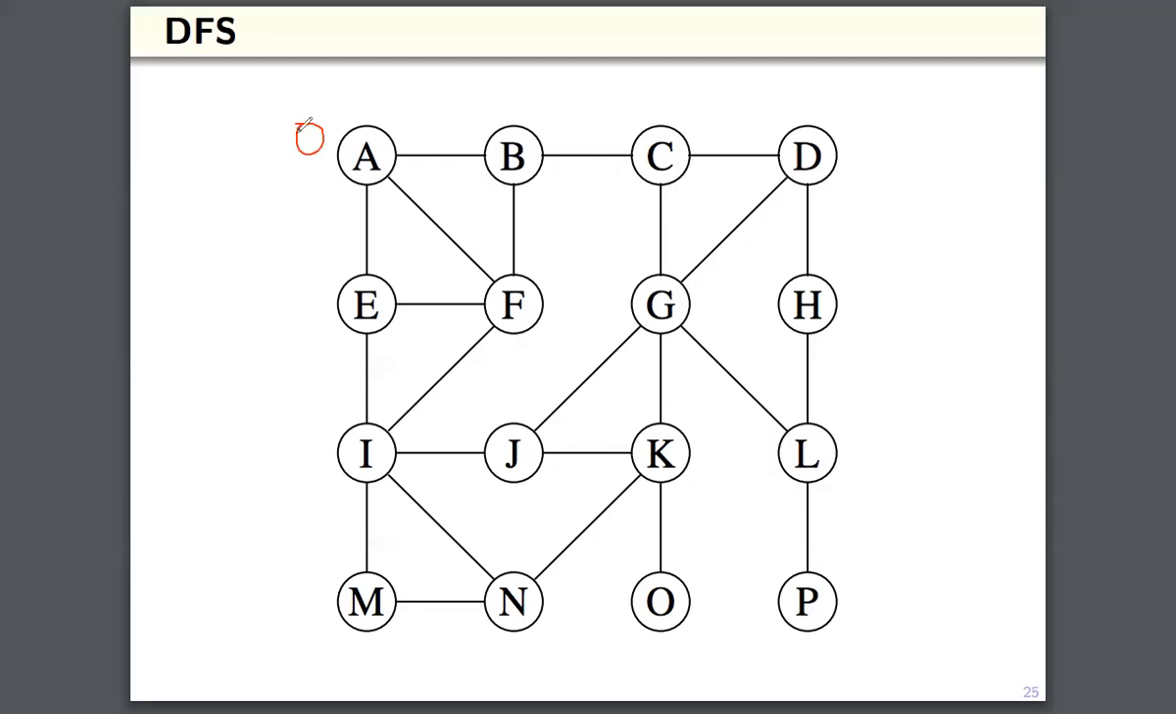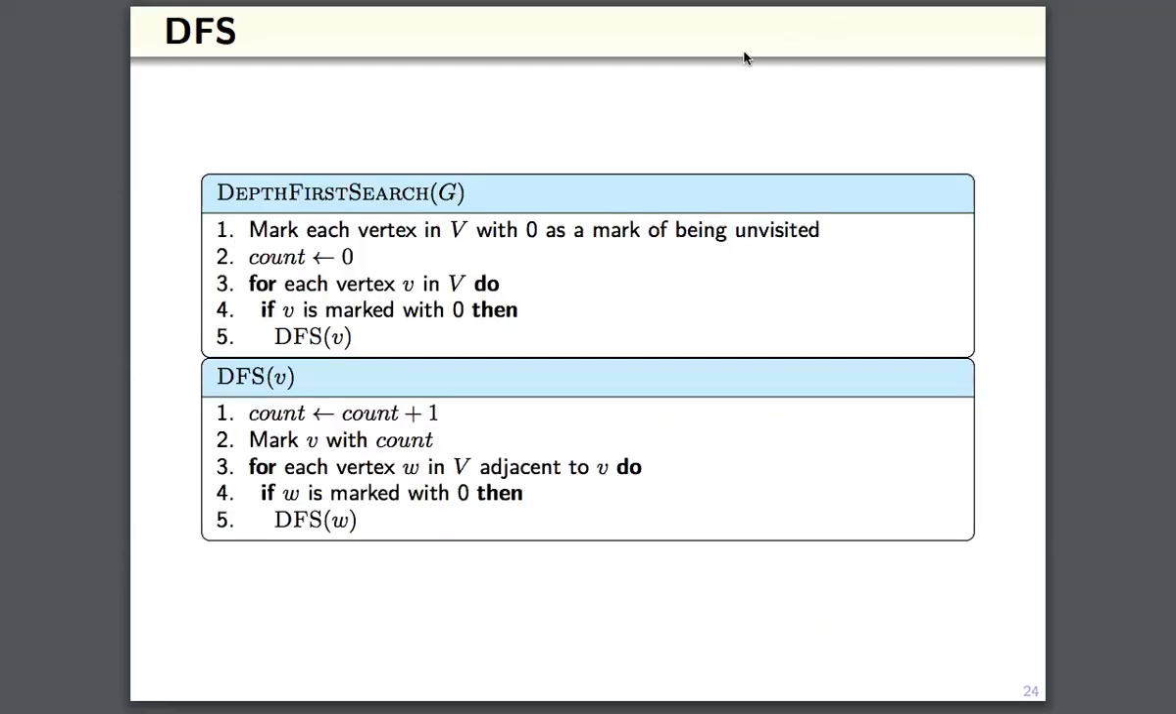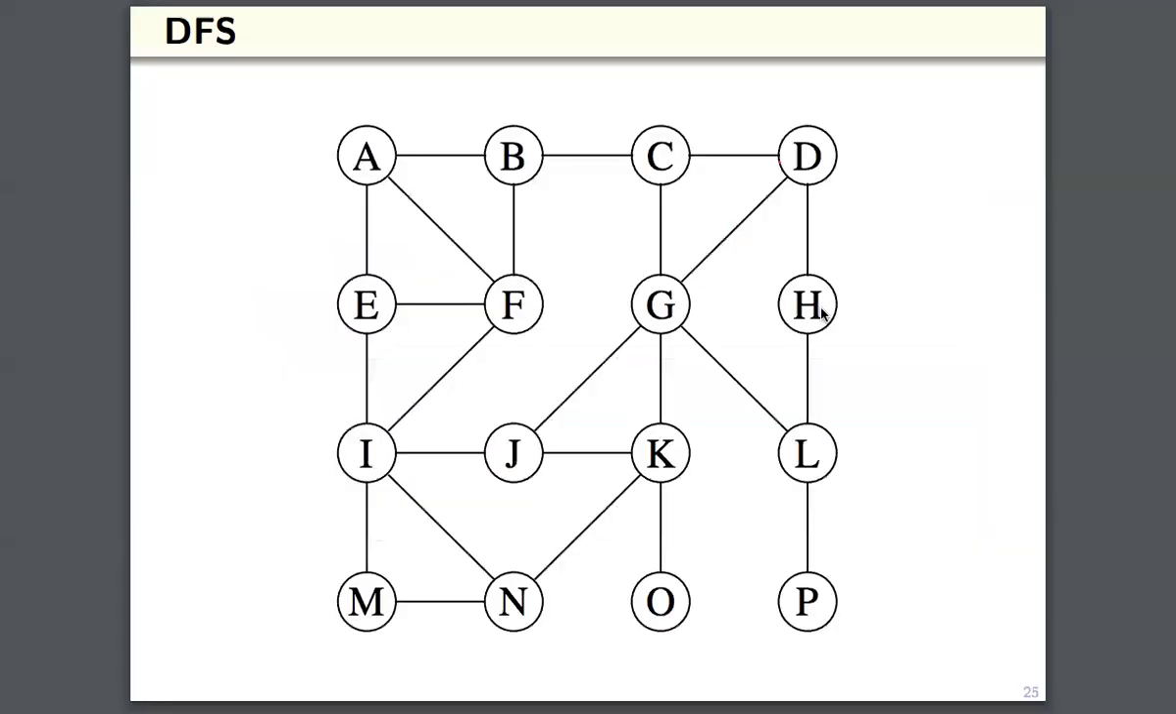So initially count. Let's go back to the code again. So remember this code. If V is marked with 0, DFS of V, that means DFS of A will be called. Count will be incremented. Mark the vertex with the count. So DFS of A will be called. The count will be incremented to 1. We will mark A with 1. Now that means A is visited, right?